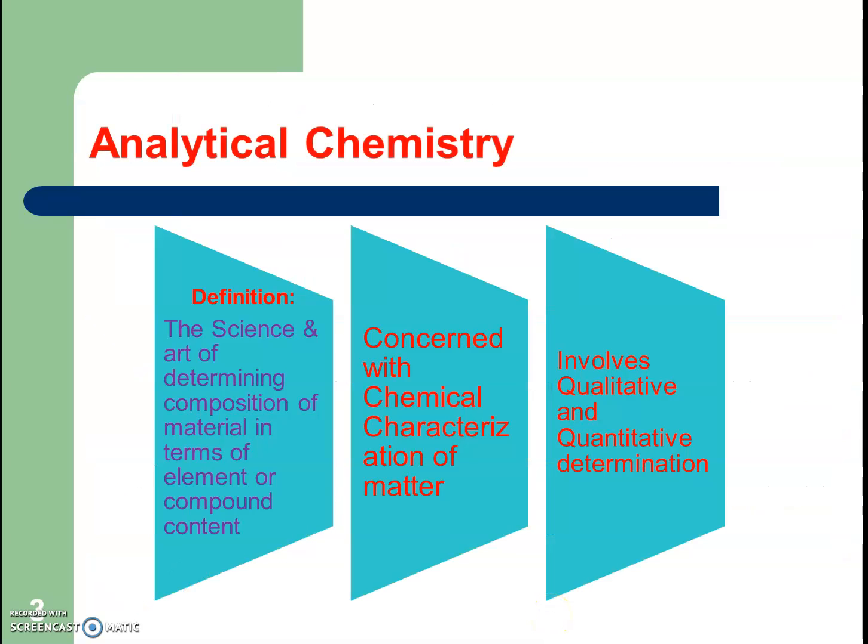The first thing we have to teach in the instrumental method is what analytical chemistry is. Analytical chemistry is defined as the science and art of determining the composition of material in terms of elements or compound contents. It is concerned with chemical characterization of a material. It involves qualitative and quantitative determination of content of compounds.